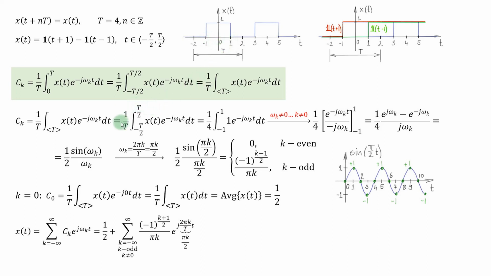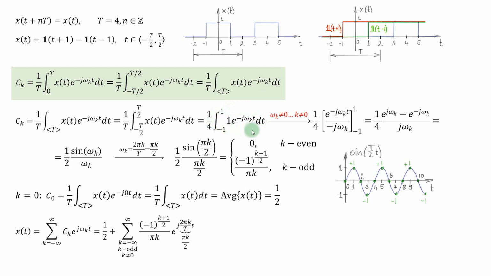Thus I can rewrite this integral into this form. Here I have substituted 4 for the period, and here I'm integrating only from minus 1 to 1. And what am I integrating? Well, for my signal, I need to substitute this value of 1. That is here. And of course, I need to copy this exponential. That is here.